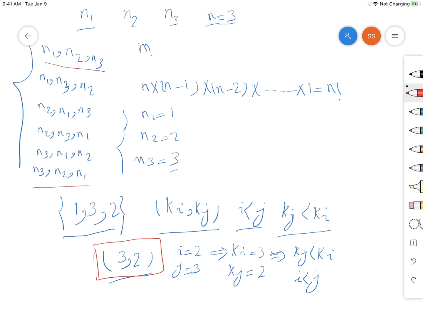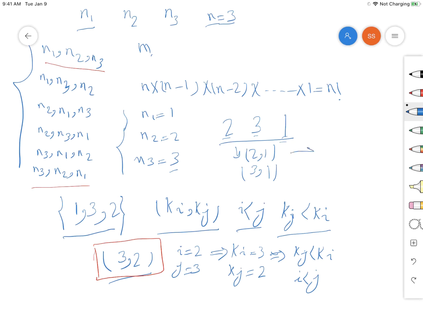Now let's see how this is related to sorting. Let's say we have an array of these three numbers: 2, 3, and 1. As you see, there is an inversion here, 3 and 1. A pair of 3 and 1 is an inversion. We also have another inversion, 2 and 1. So there are two inversions in this array, or this permutation: 2, 1 and 3, 1.